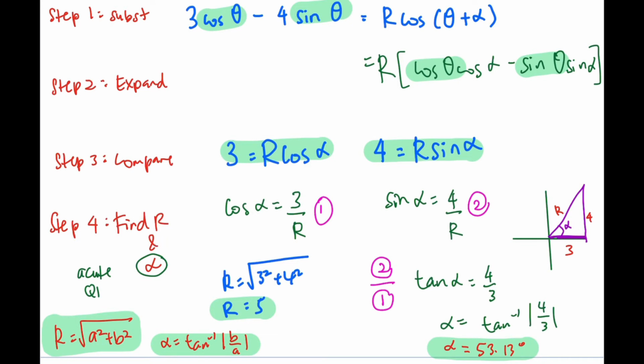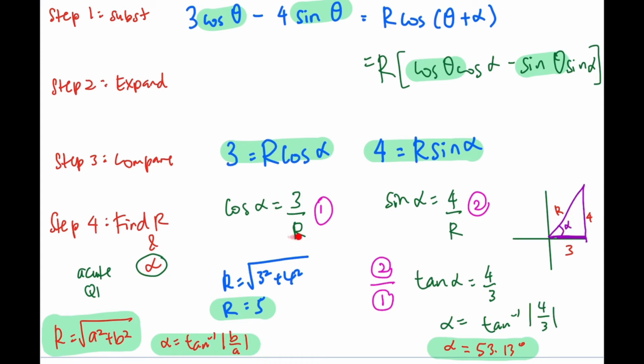Alright, so what you should do is rewrite: cos alpha is 3 over r, sin alpha is 4 over r. Okay, so you can draw the quadrant here. This is in the first quadrant because this is an acute angle. Please remember your alpha is in quadrant 1. So let's draw your triangle here and put your angle as alpha.